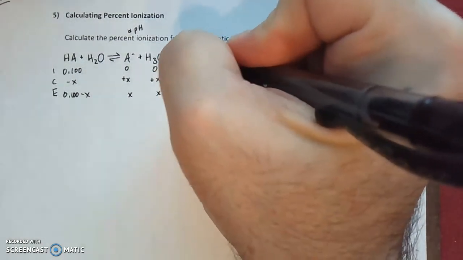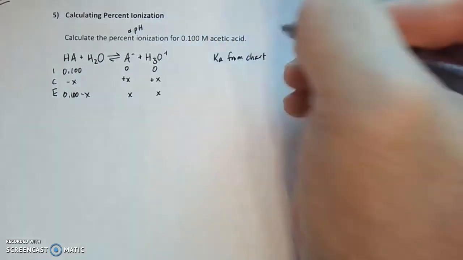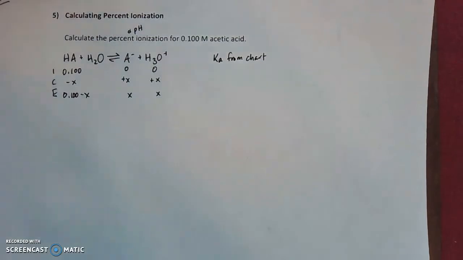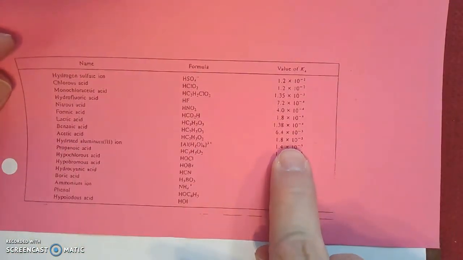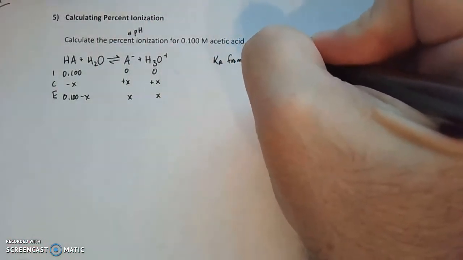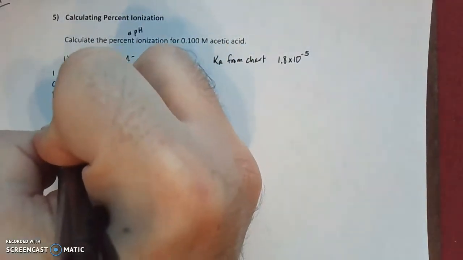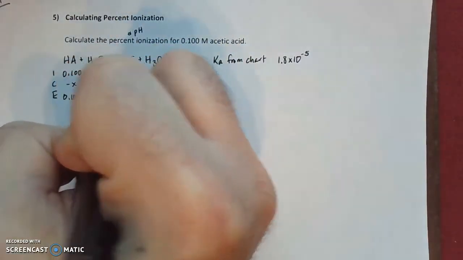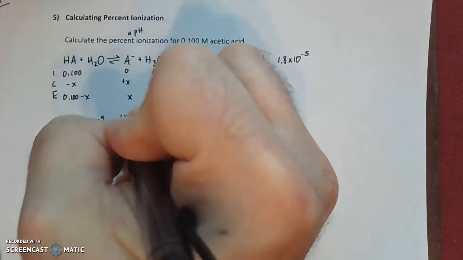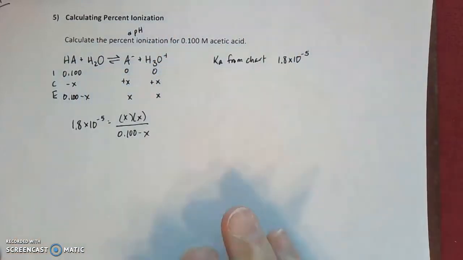But in this one, we're not given a Ka. So if you're not given a Ka, then you can look it up on our chart. So acetic acid is right here, and it's 1.8 times 10 to the negative fifth. So that value is equal to x times x all over 0.100 minus x.